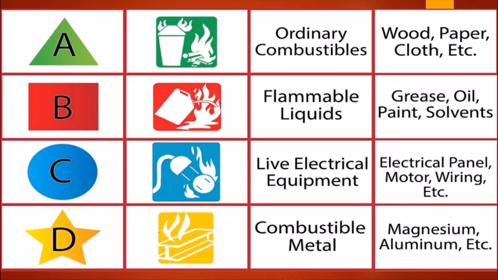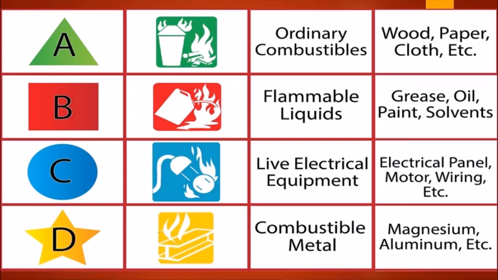Next is the class C fire. Now class C fire is caused by gaseous substances. So the substances that catch fire are gaseous substances. What can be the gaseous substance? The most common example is LPG. In our homes we have LPG. So the fire caused due to acetylene or any household gas, that is LPG, is called the gaseous fire or the class C fire.